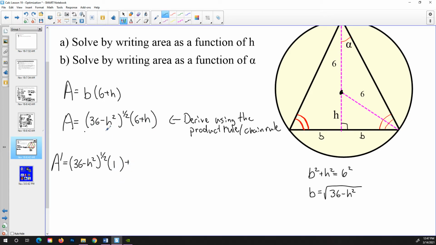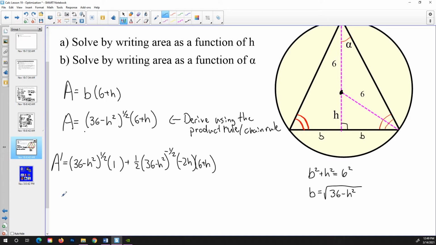Plus, now I have to derive this second function, but it is a composition of the square root function and the 36 minus h squared function, so I have to do a chain. So I bring the 1/2 down in front, I leave what's inside alone, 36 minus h squared, and then I reduce this 1/2 by 1, that'll give me negative 1/2. I then have to multiply by the derivative of what's inside, which will be negative 2h, and then I have to multiply this derivative by the second function left alone, so 6 plus h.